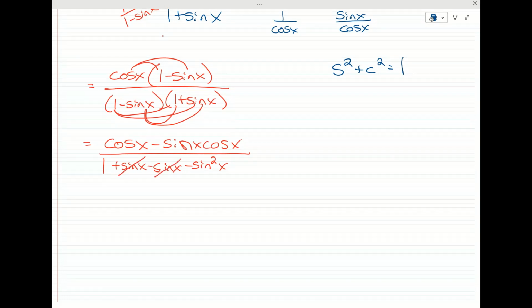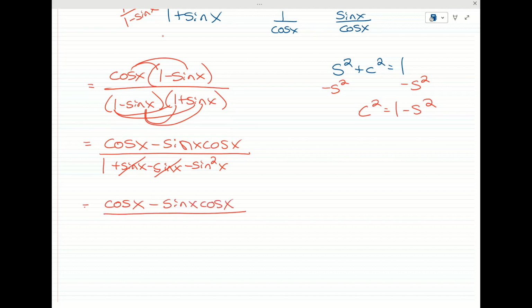These cancel. And remember what we said, we have to wind up with cosine on the bottom. So right now we have 1 minus sine squared. Using our Pythagorean identity, 1 minus sine squared is really the same thing as cosine squared. So we get cosine of x minus sine x cosine of x all over cosine squared of x.